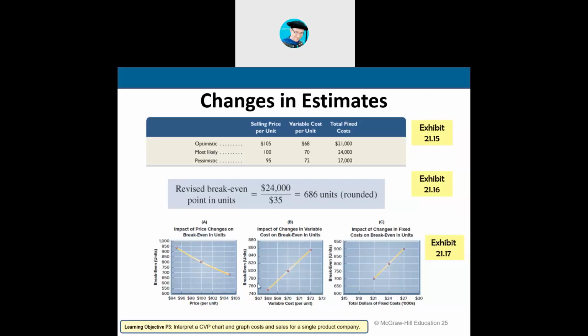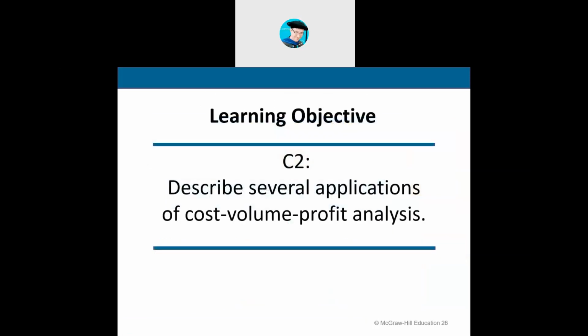Because remember, sales minus your variable cost equals your contribution margin. If your contribution margin goes down, that means you need to sell more to break even. If your contribution goes up, you can sell a little bit less and still break even. So if sale price goes up, you can sell less and break even. If your sales price goes down, you need to sell more to break even. That's what this tells us. Change in estimates.